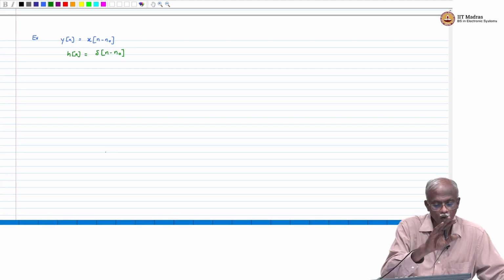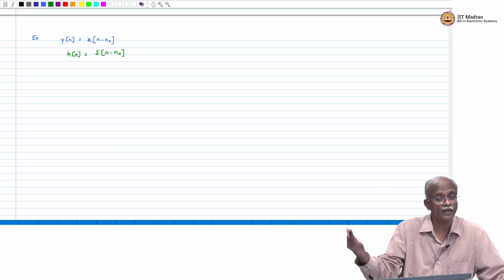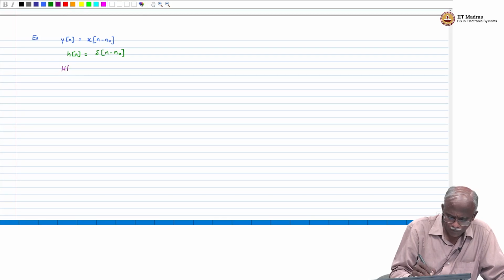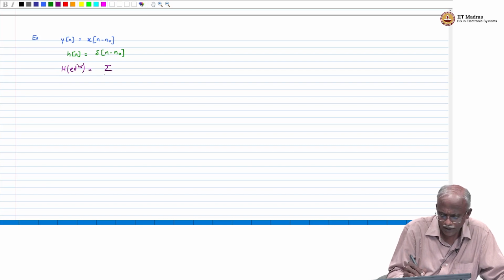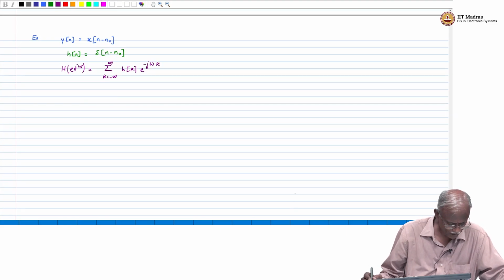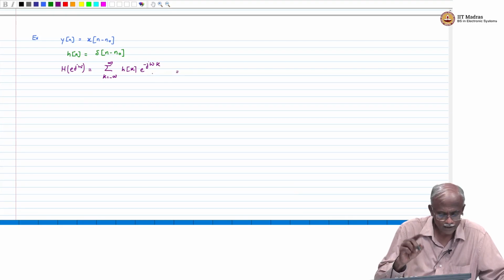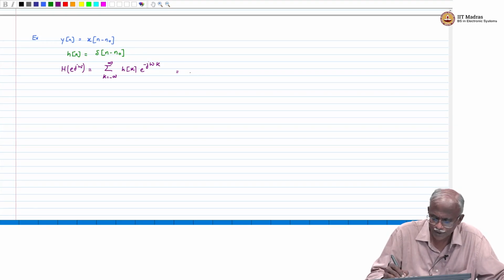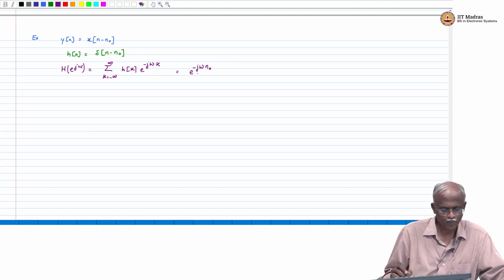Remember, when you convolve x of n with delta of n minus n naught, you will get x of n minus n naught. That's what we have. So I want to compute the frequency response H(e^{jω}). This will be summation k equal to minus infinity to infinity h of k e power minus j omega k. That is from the definition that we had used for frequency response. But only one non-zero term is there, and that happens at n naught. So basically this comes out to be e power minus j omega n naught, the frequency response.